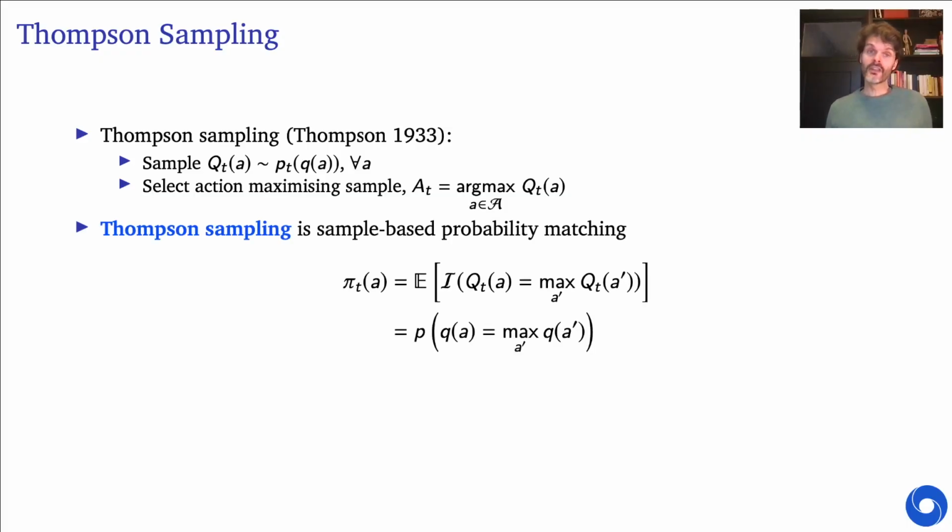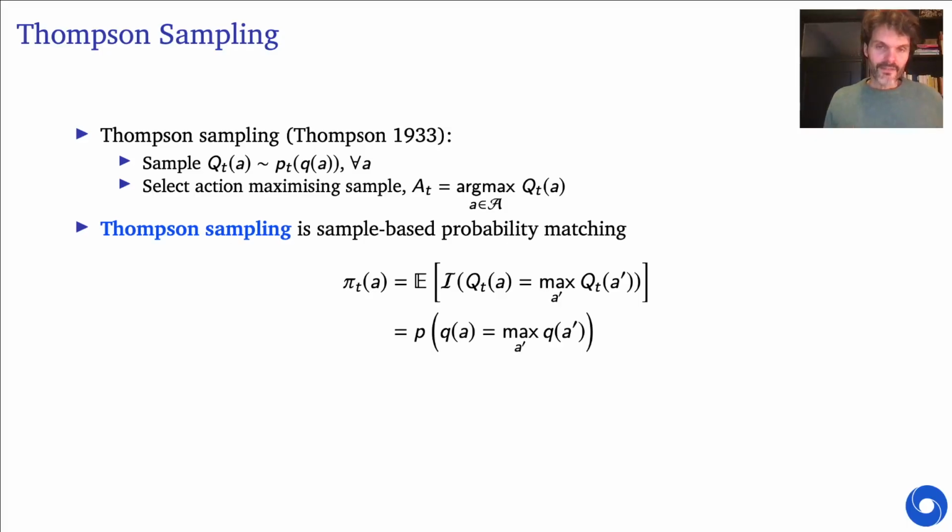It turns out, if you do that, Thompson sampling will select the actions according to exactly the same probability as probability matching would do. And the proof here is essentially contained on the slide, because we have an indicator function there over an event, and the event is that action A was picked.